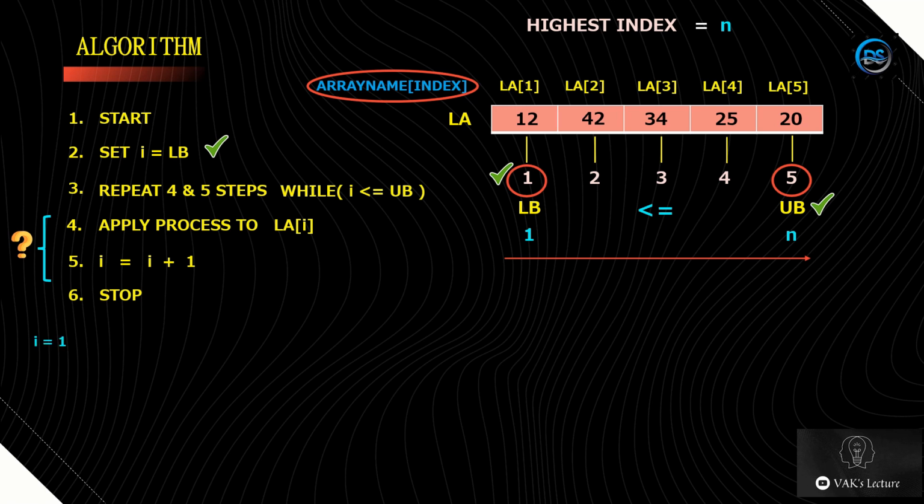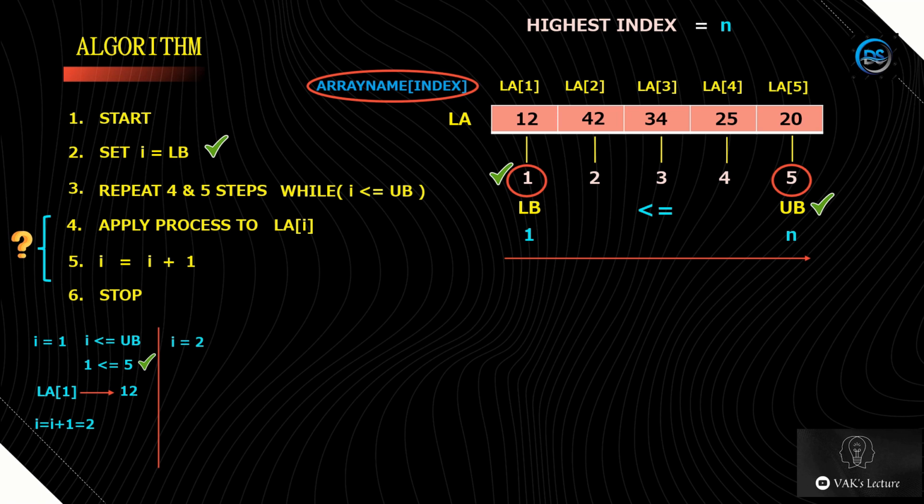So at first I is equals to 1. Here the condition is I less than or equals to UB. That means 1 less than or equals to 5. So the condition is true. So the 4th step will be executed. What have we written here? Apply process to LA of I. So displaying is our process. What is in LA of 1? That is 12. So 12 will be displayed. Next, I value will be incremented. So I is equals to 2.